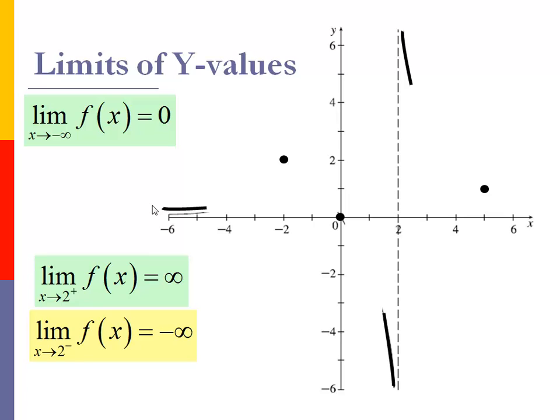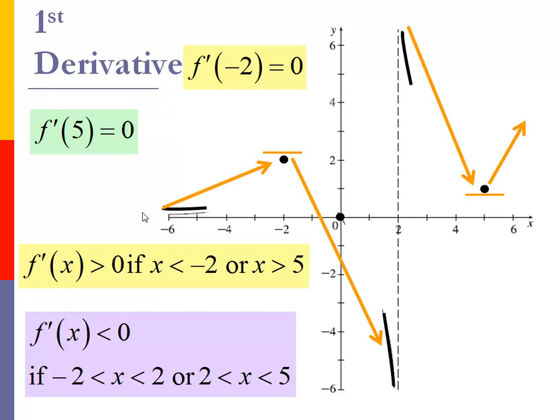And again, all this information was from the original function. So I'm getting that out of there. I'm getting my intercepts, and I'm also looking at what's happening with vertical asymptotes, 0's in the denominator, and also what happens when we get large, small, left side and right side. Okay, so then I've got the first derivative.